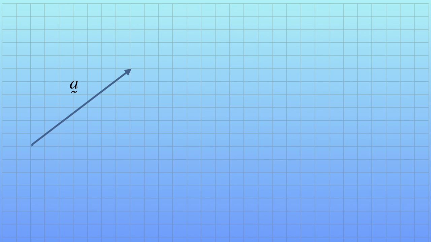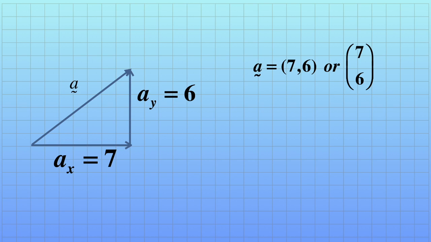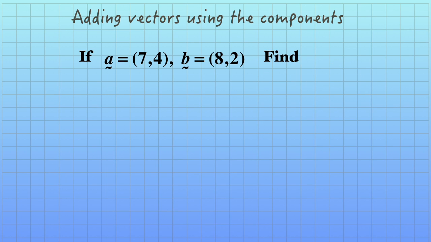Let's have a look at another vector. Here is my vector A, the horizontal component is 7 and the vertical component is 6. How would we then write that vector? The vector can be written as an ordered pair as (7, 6), or as a column vector 7, 6. What happens if we want to add the vectors using the components, if we don't have them drawn? Vector A is (7, 4), vector B is (8, 2). Find vector A plus vector B.